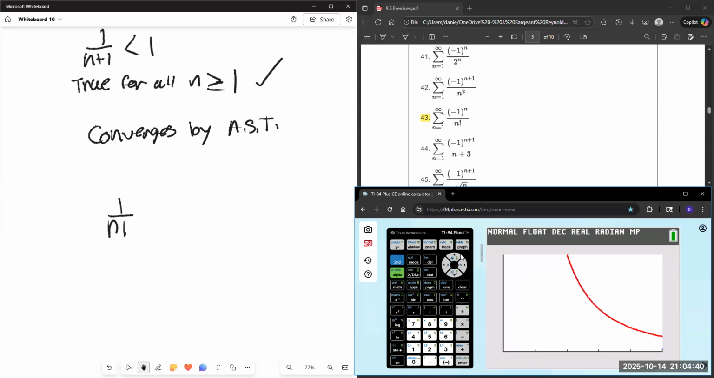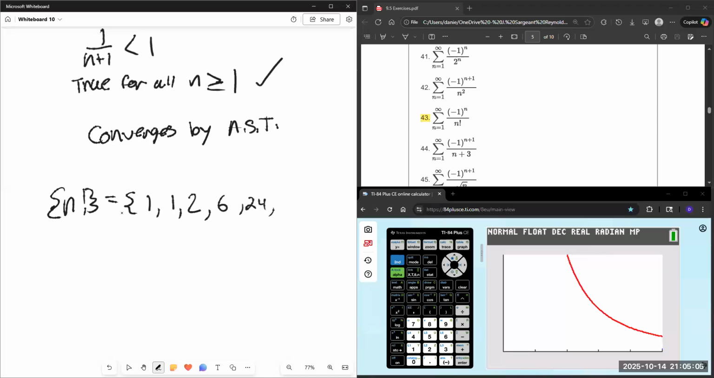Anyways, this is going to look... So let me go ahead and show it to you, because n factorial is this list of factorials: for n equal to 0, it's 1, and then it's 1 again for 1, and then it's 2, and then it is 6, and then 24, 120, and so on, right?